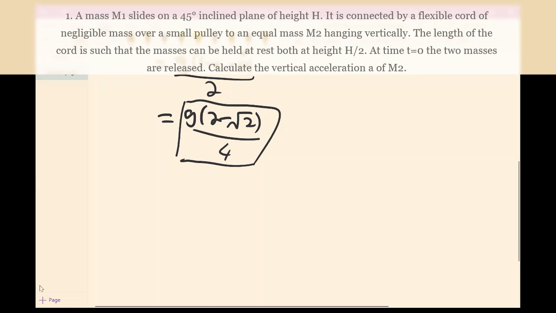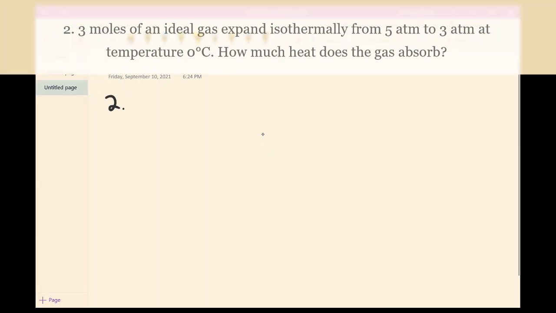Okay, then I'll move on to the second problem. We have 3 moles of an ideal gas that expands isothermally from 5 atmospheres to 3 atmospheres at a temperature of 0 degrees Celsius. And we want to find how much heat the gas absorbs. Basically, the amount of heat it absorbs is just the work done, W. And this is equal to the integral of P dV.